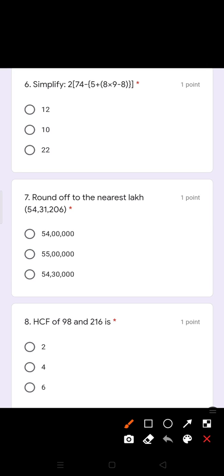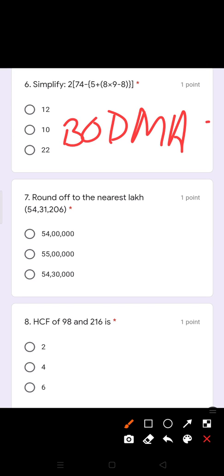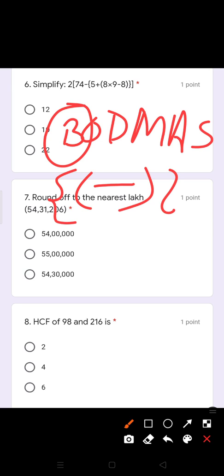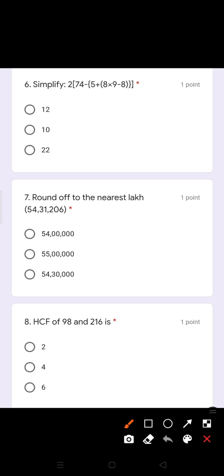So to solve simplification, we use the rule of BODMAS. Bracket first. We solve the brackets, and in brackets also we have different types of bracket. First we always solve the bar bracket or line bracket, the small bracket, after that curly bracket, and then we have square bracket. So this is the sequence to solve the brackets. Here we have small bracket first, so we are going to solve that only. So 8 nines are 72 minus 8.